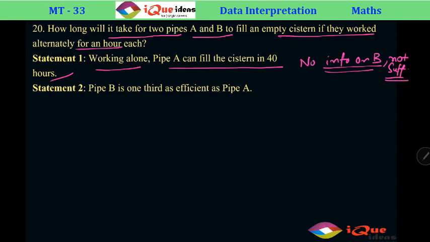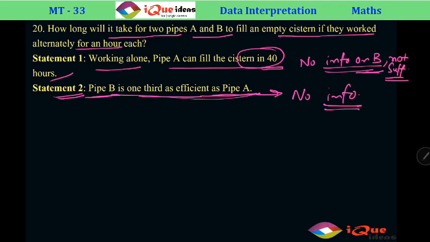Similarly, see, the process is first to check all the statements individually. Like we have checked the first statement. Now, while checking the first statement, do not look at the second statement. I repeat, while checking one of the statements, do not look at the other statement. Okay, check them independently. Now, similarly, while checking second statement, do not look at the first statement. Now, the second statement says pipe B is 1/3 as efficient as pipe A. So independently, this gives no information about any one of them. Okay. So at least we know now that independently they cannot solve the question.